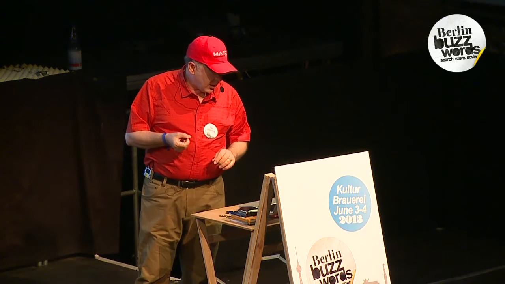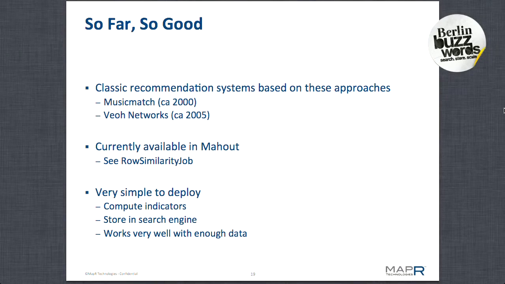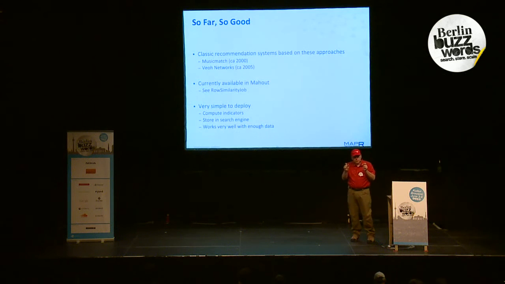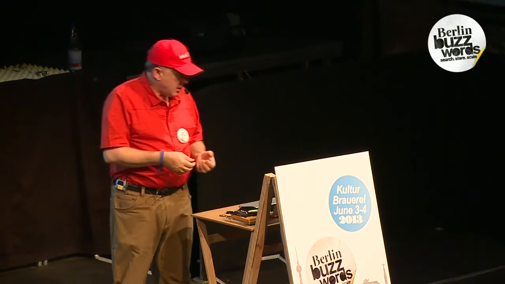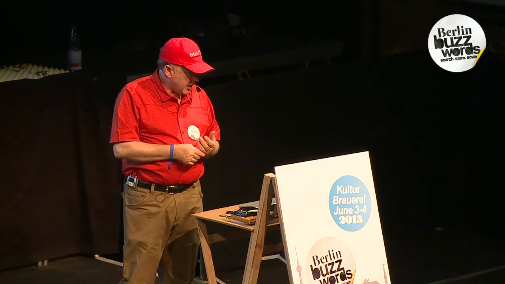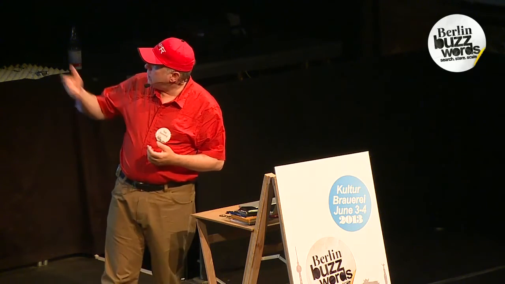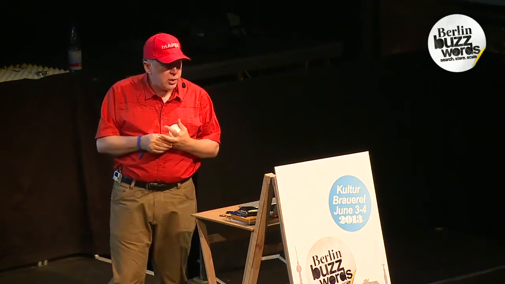Okay, so far so good. We can build recommendation systems like this. Each row of that reduced co-occurrence matrix, the ones are what we call the indicators for that row, and we can use those indicators whenever they appear in the single user's history to build up a score of which things we recommend. It's very simple to deploy. You can actually do this in a search engine.